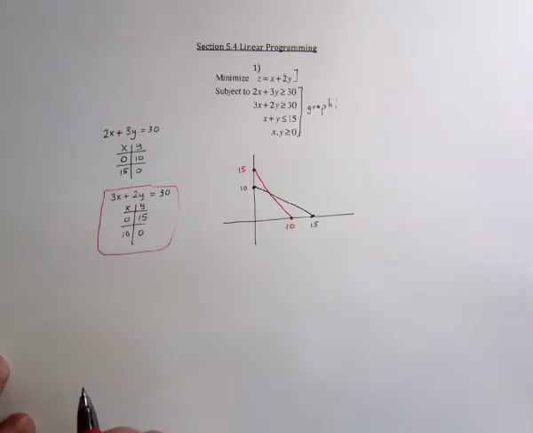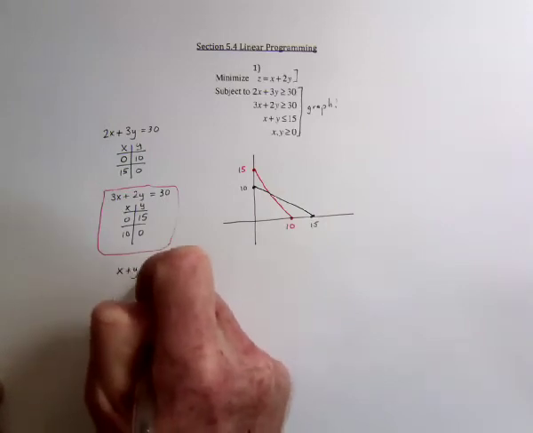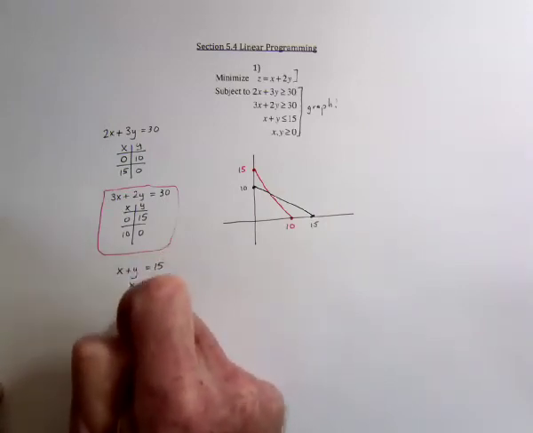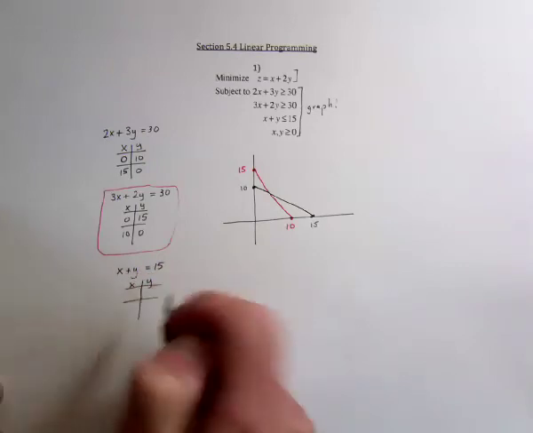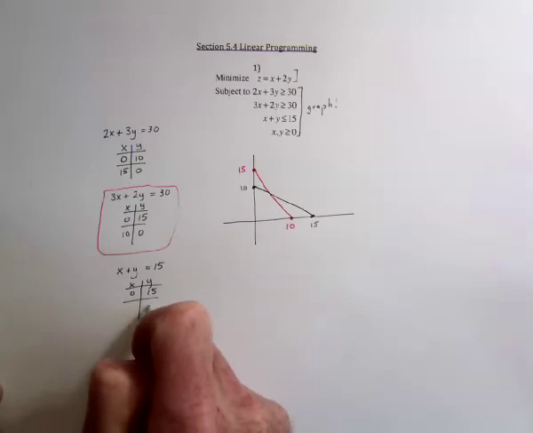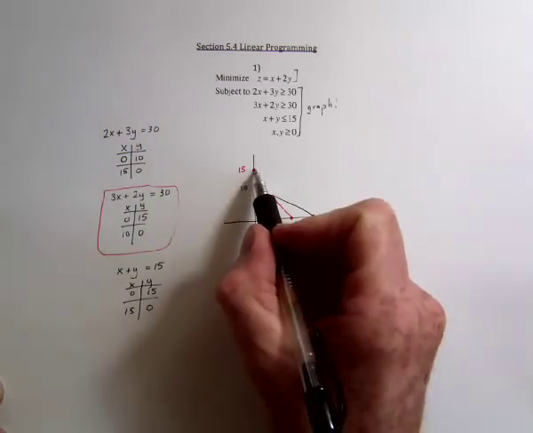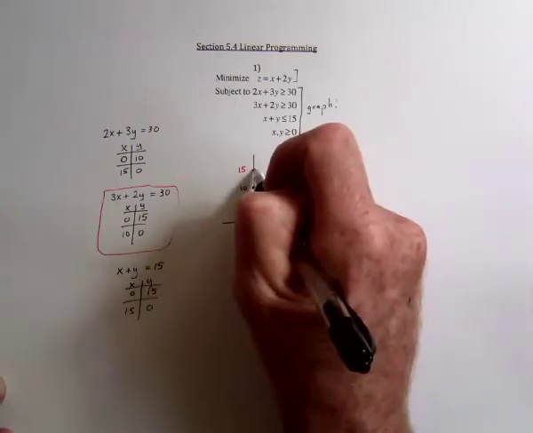And then there's also x plus y equals 15. So x plus y is 15 is going to be, let's see, a y-intercept of 15, and if y is equal to 0, then x is 15. So then that's going to be this point right here, 0, 15, connected to this point over here.